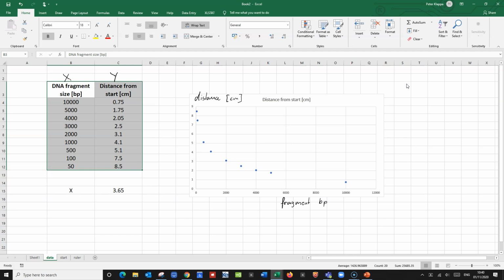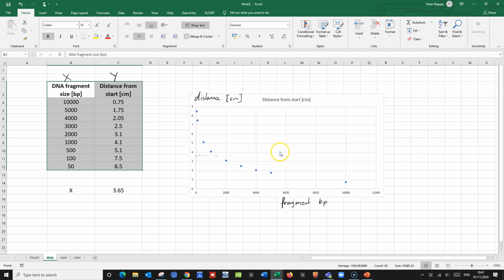We could sort of say, okay, we've got 3.65, that would be roughly here. So that would be here. So where would this be? But we can't really draw a straight line, and we can't do any interpolation with that because it is not a straight line. So how do we actually deal with that? We cannot directly plot the data, DNA fragment size versus the distance traveled.